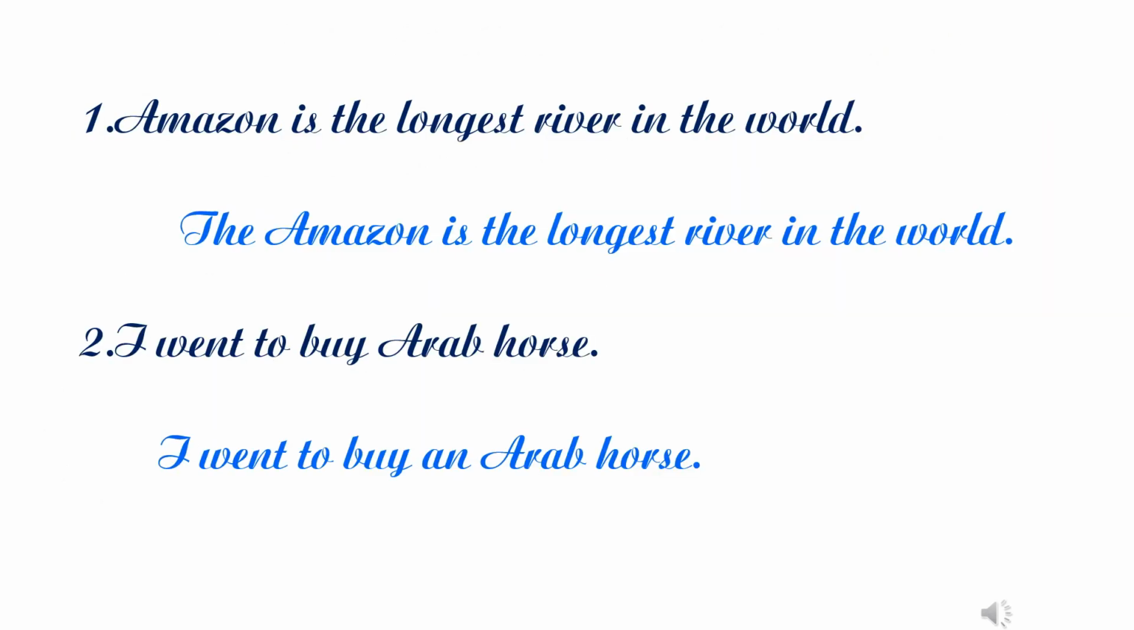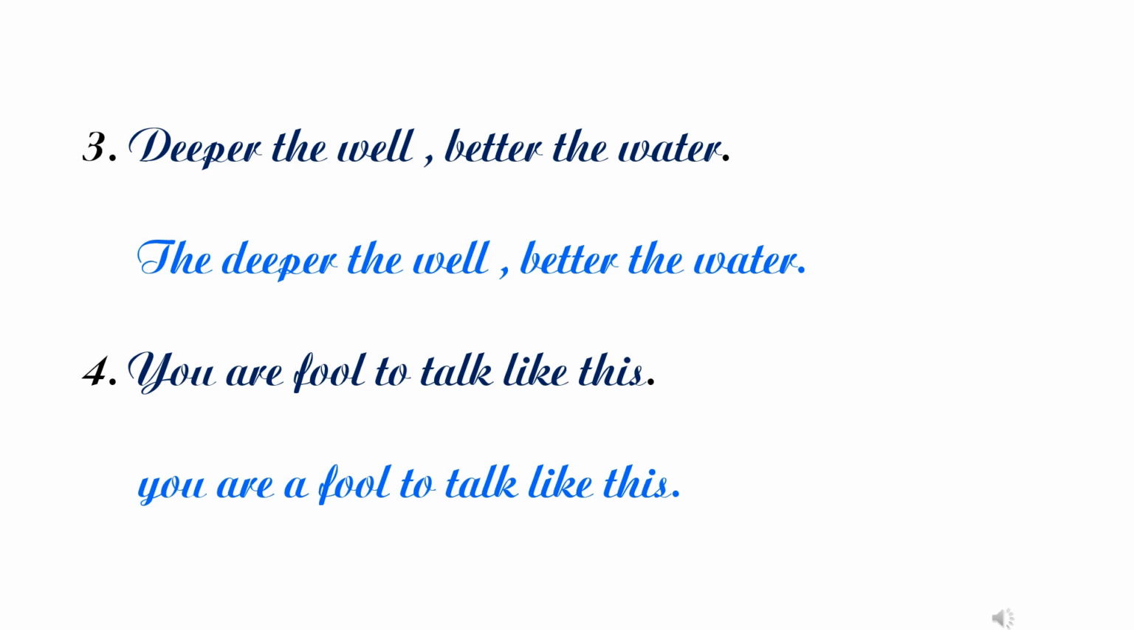You are to copy the following exercise like this manner. First write the full question, then copy the full answer. First, Amazon is the longest river in the world. Answer is the Amazon is the longest river in the world. Second, I went to buy Arab horse. I went to buy an Arab horse. Third, deeper the well, better the water. The deeper the well, better the water.